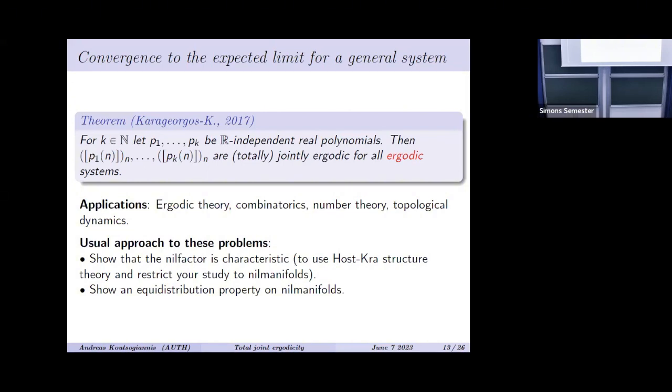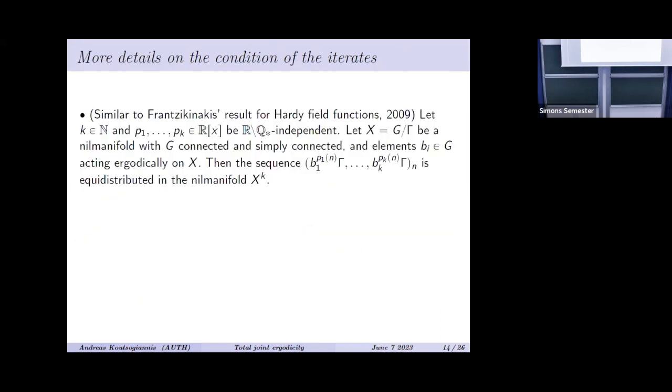And I'm saying until recently because in a little bit this will change. So back then we showed some similar result to Koutsogiannis' result for Hardy-Field functions. So you start with k natural number and k real polynomials. Pay attention, not R independent, but R/Q star independent, irrationally, let's say, independent. And if X is a Nil manifold with Z connected and simply connected, and you have k ergodic Nil rotations, then you can show that this sequence is equidistributed in any manifold xk.